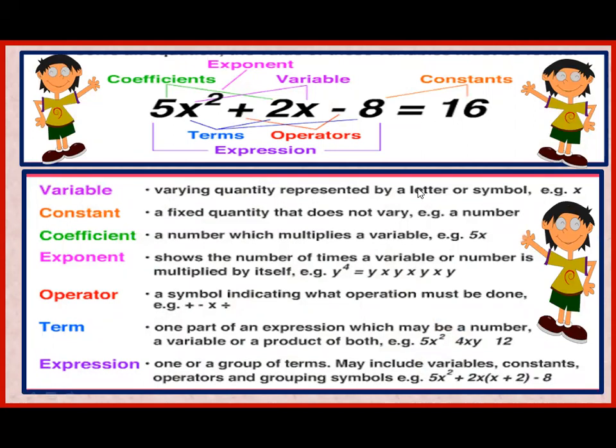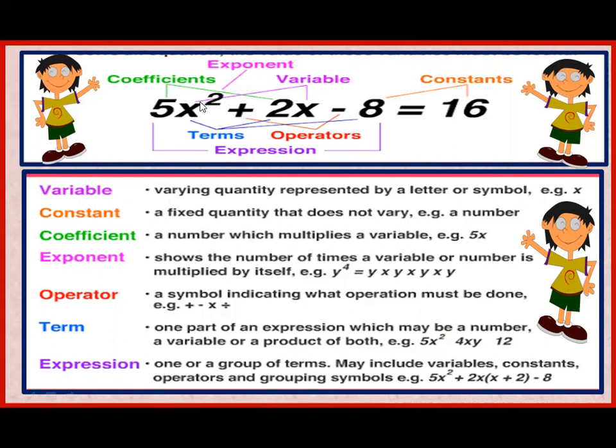A varying quantity represented by a letter or symbol is called a variable. A constant is a fixed quantity that does not vary. A coefficient is a number which multiplies a variable. Example, 5x. So the coefficient of x is 5 and the coefficient of 5 is x. So here we call 5 the numerical coefficient and x the literal coefficient.